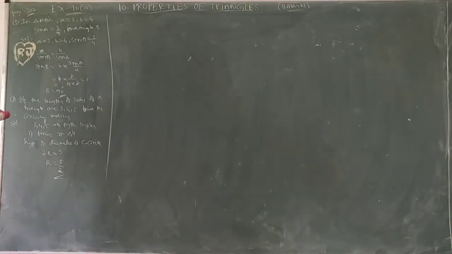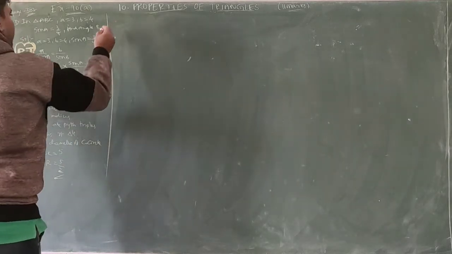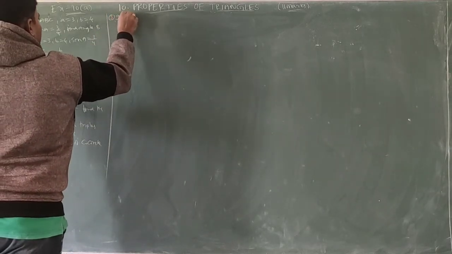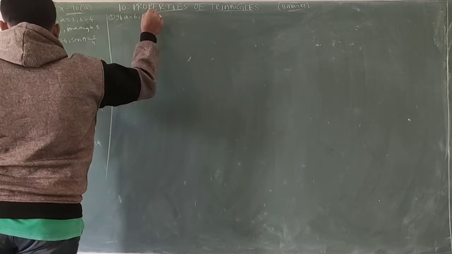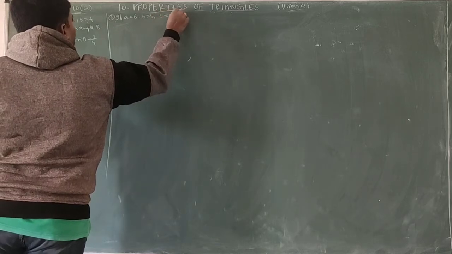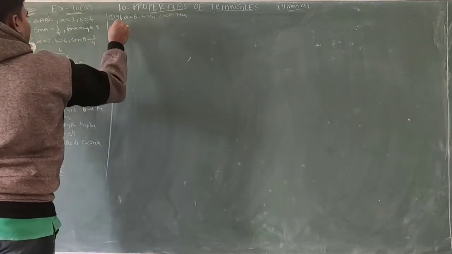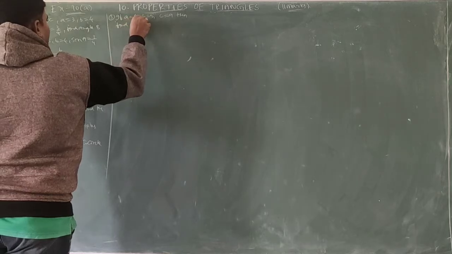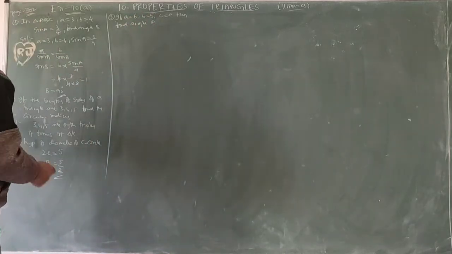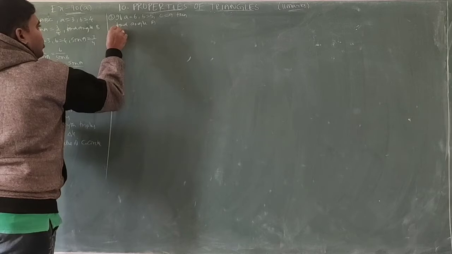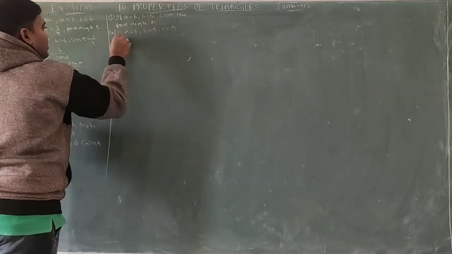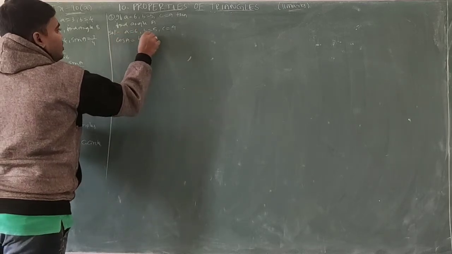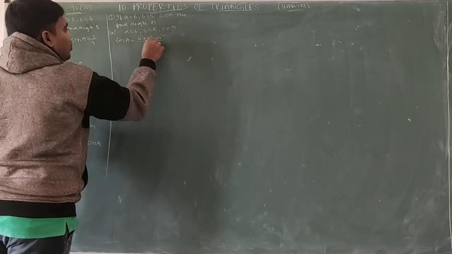Okay, next, question number 3. Third question: if a equal to 6, b equal to 5, c equal to 9, then find angle A. So cosine property I want to take. Solution: a is 6, b is 5, c is 9.